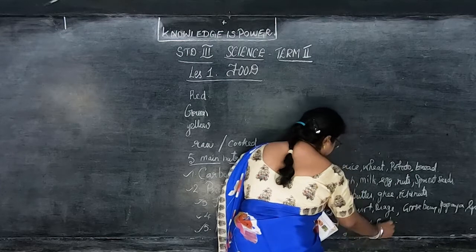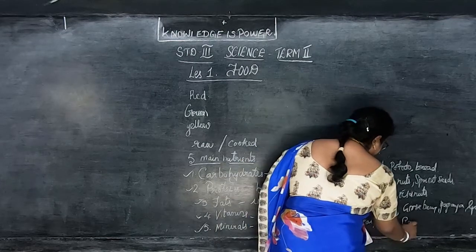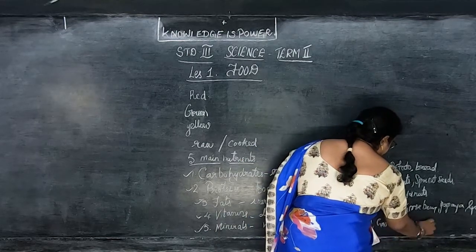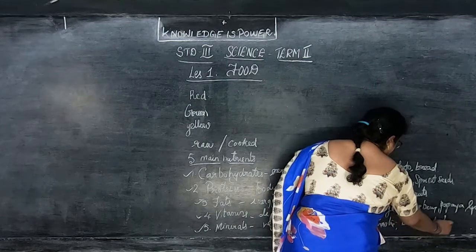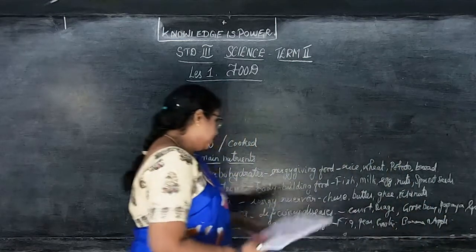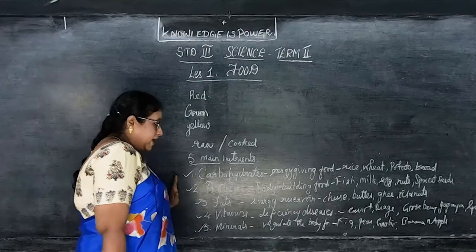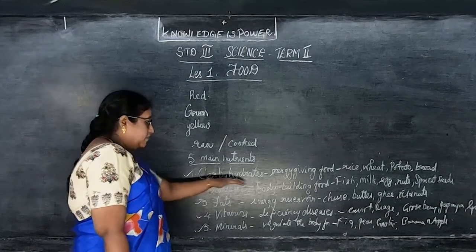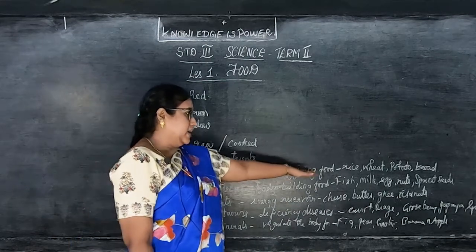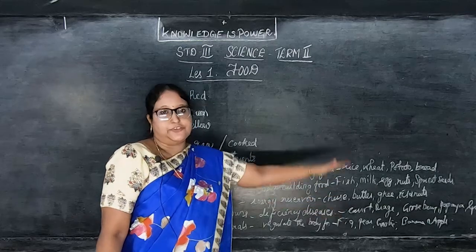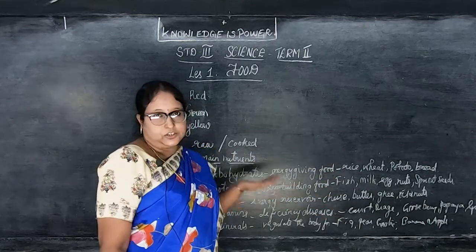garlic, banana and apple. Okay, children. So did you understand now, children? So these are the 5 main nutrients, that is carbohydrates, energy giving food. Rice, wheat, potato and bread are the example. If you take these food items, it's carbohydrates you'll get in your body.